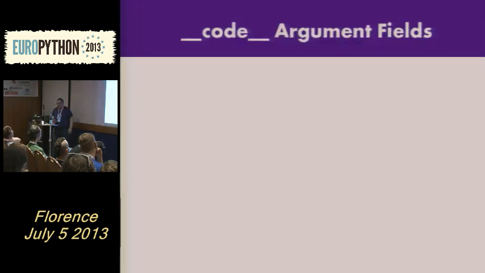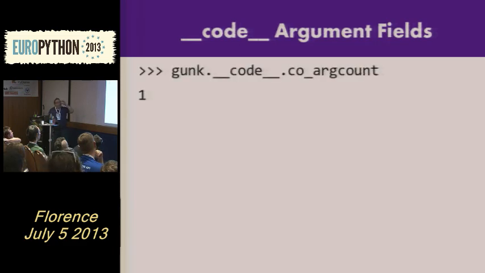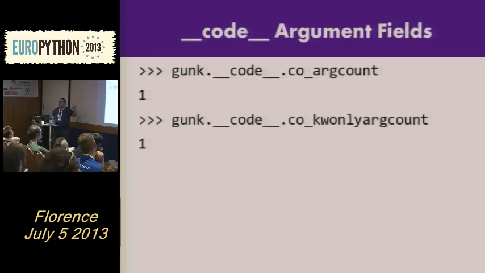Back to the code object. Now this is going to be a little bit of a slog. I think I have like 5 or 6 slides in a row that are just about fields in the function and code object. So strap in. It's going to be a heart-pounding ride. Just about the number of arguments. This is positional arguments. So gunk had 1 positional argument, and that was a. It had 1 keyword-only argument, and that was b.